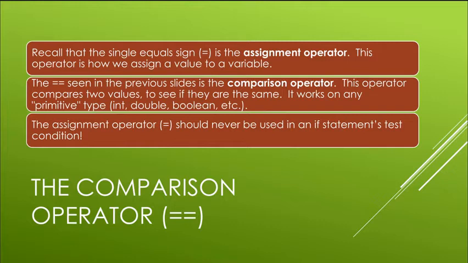Recall that the single equal sign is the assignment operator. This operator is how we assign a value to a variable. The double equal, seen in the previous slides, is the comparison operator. This operator compares two values to see if they are the same. It works on any primitive types: ints, doubles, booleans, etc. The assignment operator, the single equals, should never be used in an if statement's test condition.